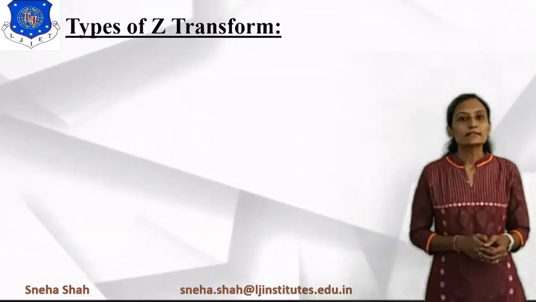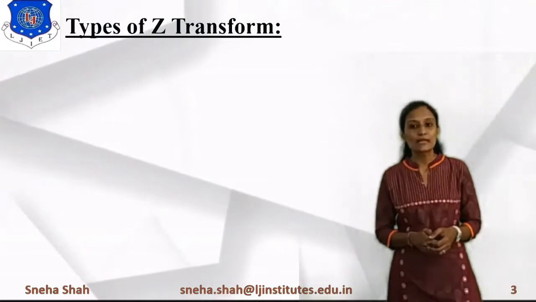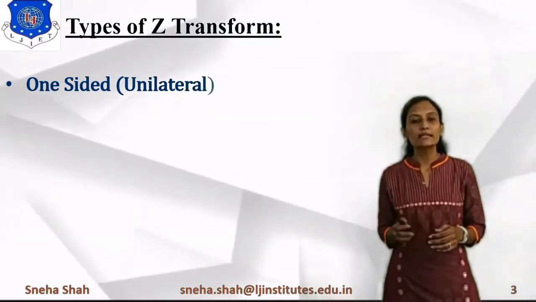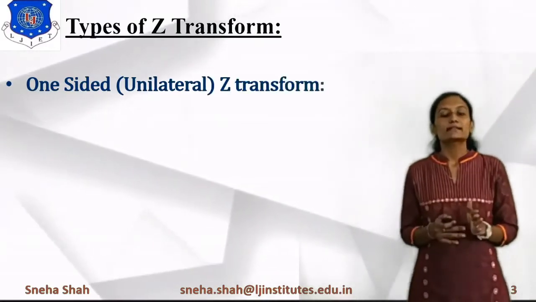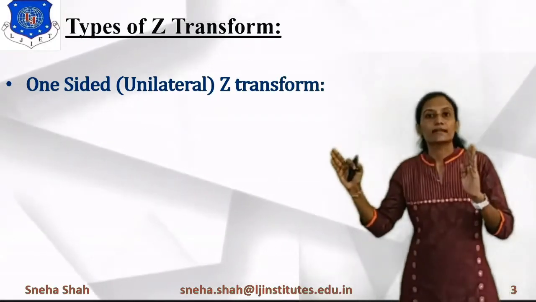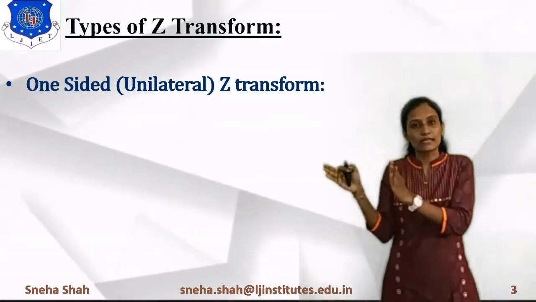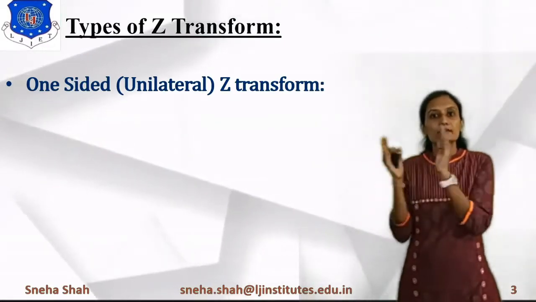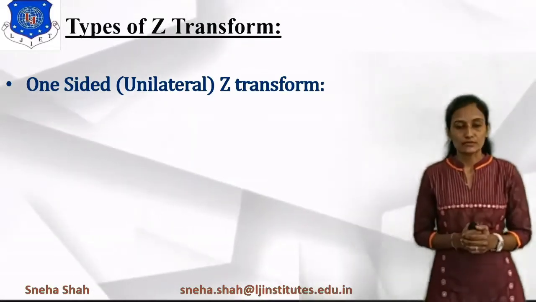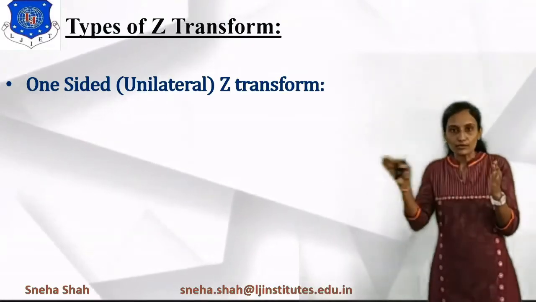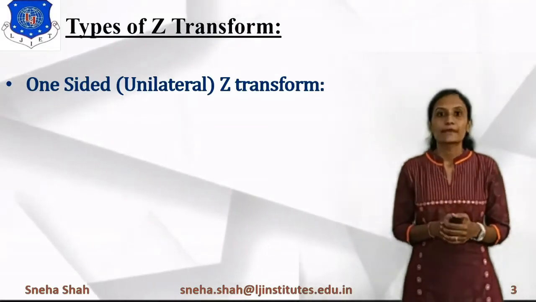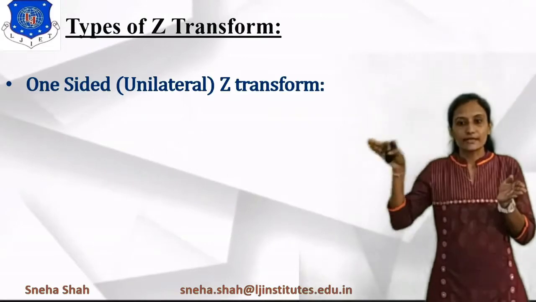Now if we define the types of Z transform, there are basically two types. The first one is the one-sided Z transform. It is also known as the unilateral Z transform. So what is the one-sided Z transform? If we define the whole range, then the range will be from minus infinity to infinity. But if we take only one side, then the range will be either 0 to infinity, or from minus infinity to minus 1. So it is considered a one-sided Z transform. And if we define it for the whole range, then it is considered a two-sided or bilateral Z transform. So the range will be from minus infinity to infinity.